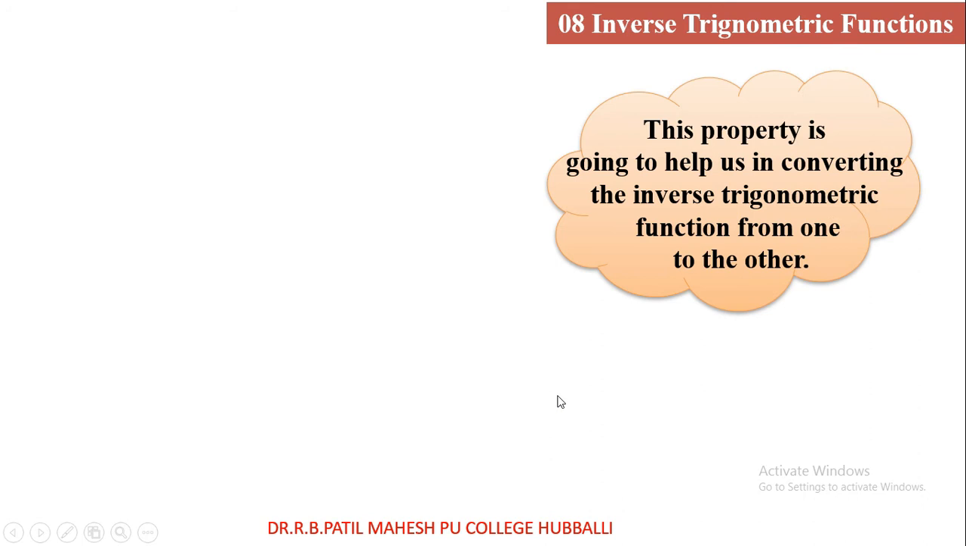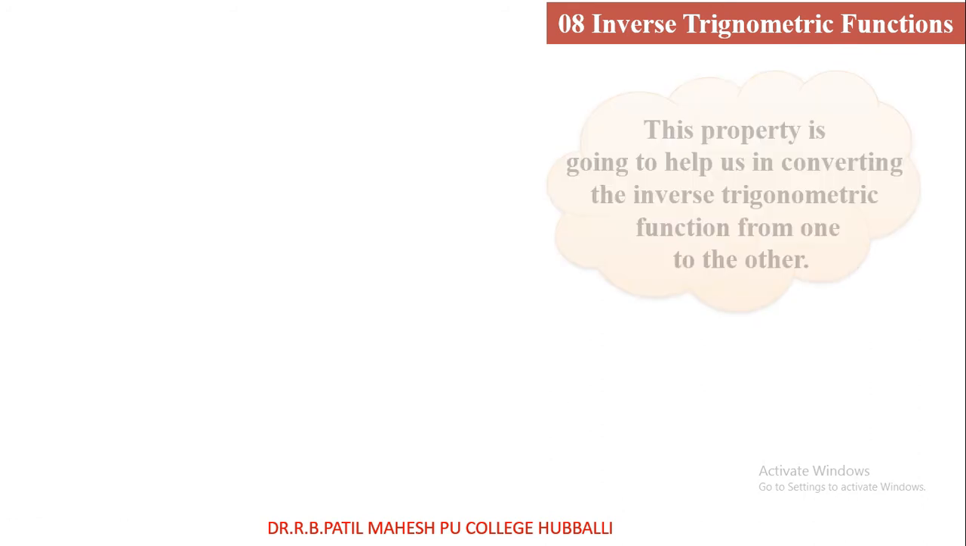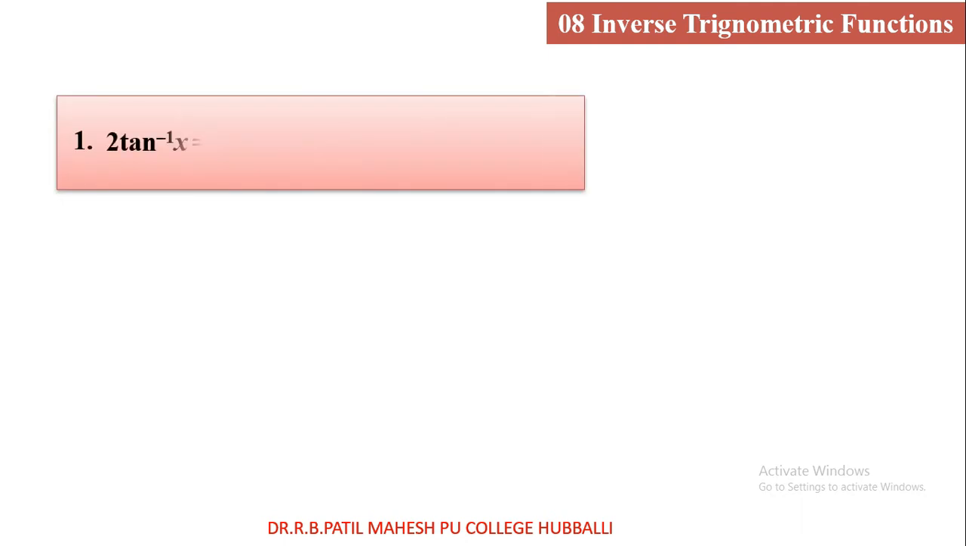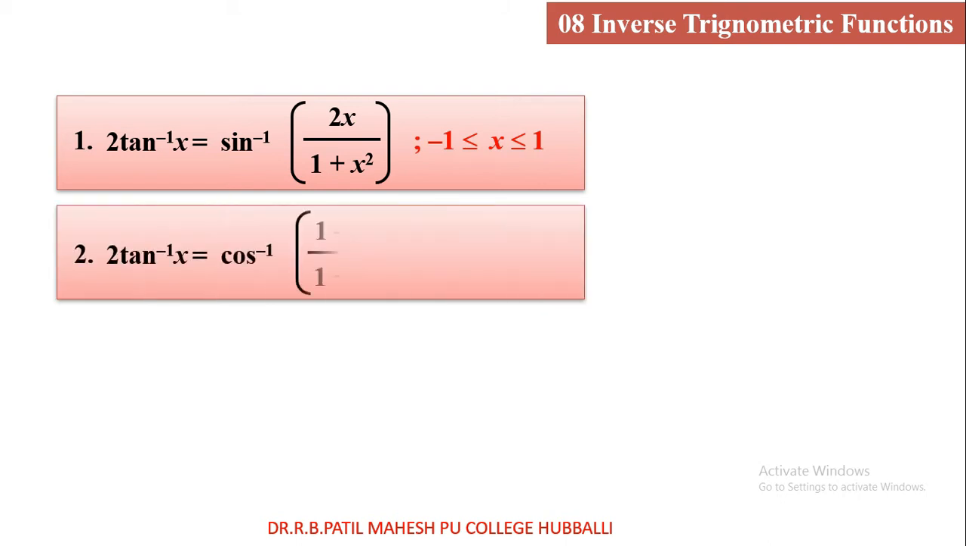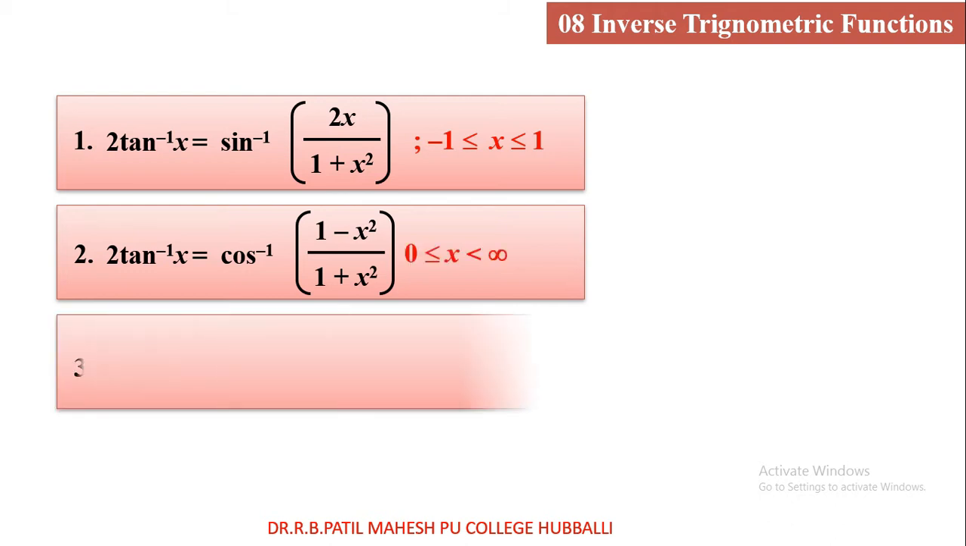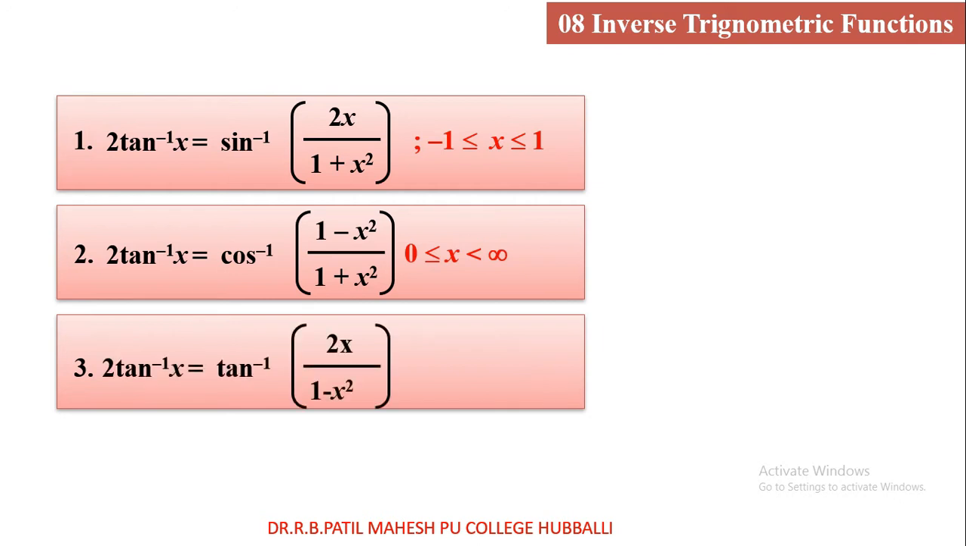This property is going to help us in converting the inverse trigonometric function from one to other. That is, 2 tan inverse x is equal to, in terms of sin inverse, 2x upon 1 plus x square, where x is between minus 1 to plus 1. Second one, 2 tan inverse x in terms of cos inverse, 1 minus x square upon 1 plus x square, so x lies between 0 to infinity. 2 tan inverse x equal to tan inverse of 2x upon 1 minus x square. Here x lies between minus 1 to plus 1.